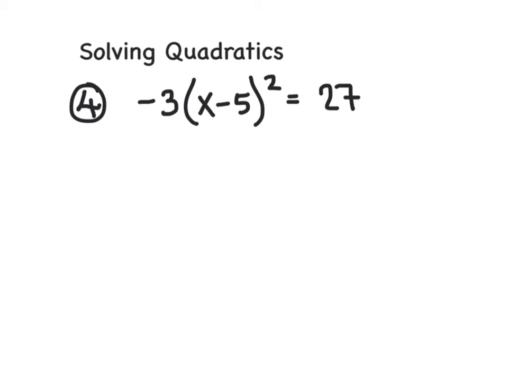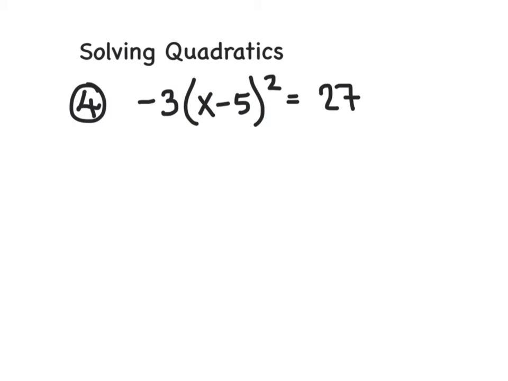Now we're going to focus on solving a quadratic equation. And there's always more than one way to solve a lot of these problems. I see a lot of the natural tendency is that once we see the squared sign, we want to FOIL this quantity right here. And that'll give you x squared minus 10x plus 25. And then you would distribute the negative 3. And then you would subtract the 27 over.